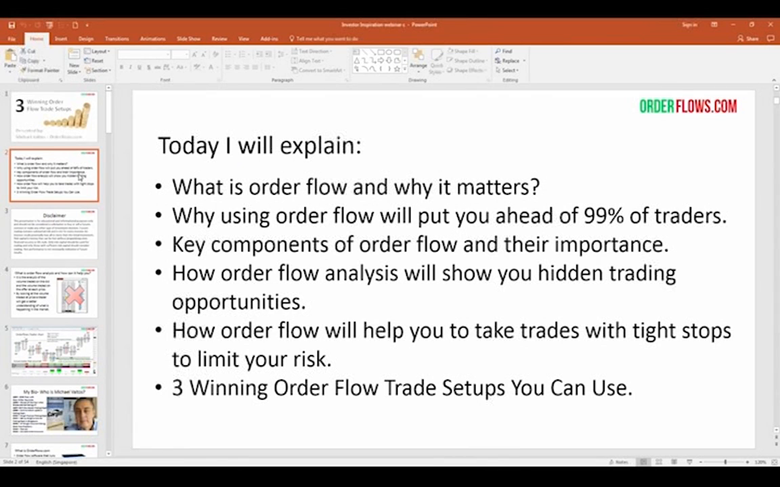How order flow will help you find opportunities that you wouldn't otherwise see looking at a normal bar chart. How order flow will help you take trades with tight stops to limit your risk. And I'll give you three of my winning order flow trade setups that you can use. These are setups that I look for every day in the markets.